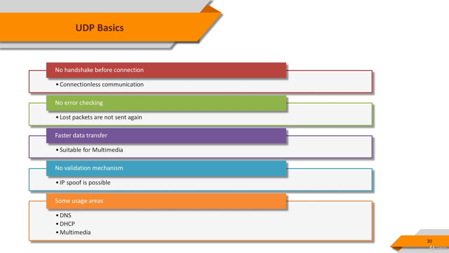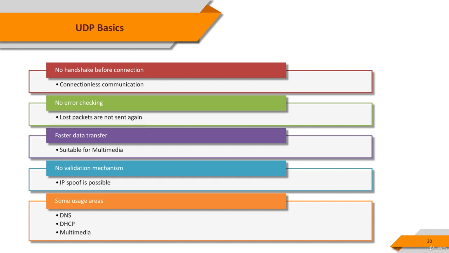So UDP uses a simple connectionless communication model with a minimum of protocol mechanism. It has no handshaking dialogues and thus exposes the user's program to any unreliability of the underlying network. There is no guarantee of delivery, ordering, or duplicate protection. UDP is suitable for purposes where error checking and correction are either not necessary or are performed in the application.